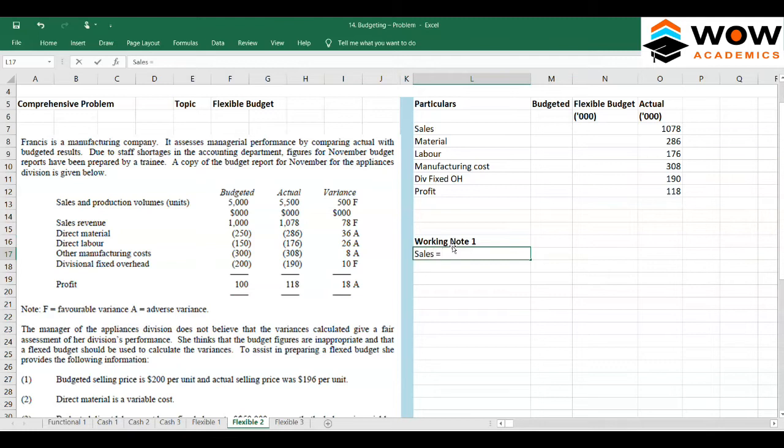Okay, so sales would be, the budgeted selling price is 200, but it was sold at 196. That means 1078 has an actual price of 196, but it should have been sold at 200. So what is the answer? The answer, we have to find it out. So 1100 should have been the sales.